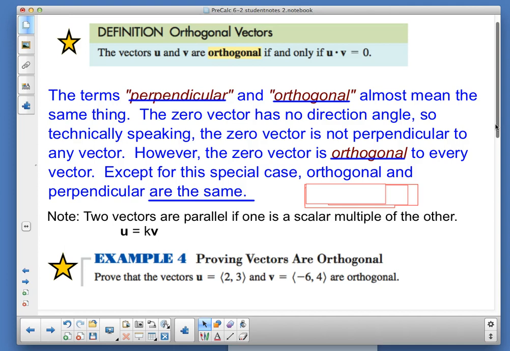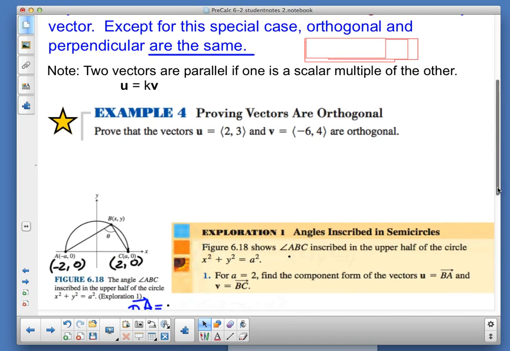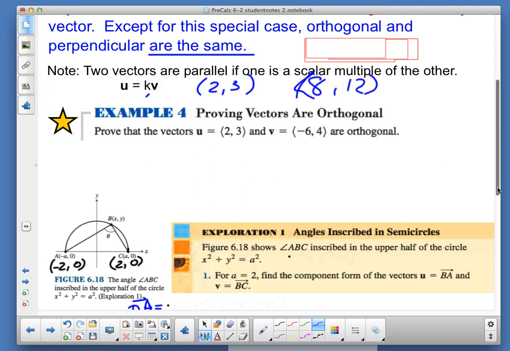Two vectors are parallel if one is a scalar multiple of the other. Proving vectors are orthogonal, we can do this, but let's talk about this one for a second. If I'm talking about two vectors that are parallel and they're just scalar multiples, say I have vector 2, 3, and I'm comparing it with another vector that's just a multiple of it. If you pick a number like 4, I have 8, 12. I can just compare to see if there is a multiplier that goes between the two.